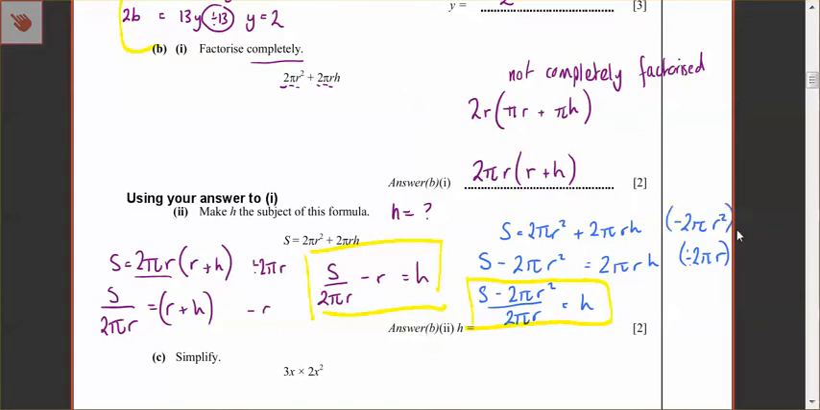I don't know how I got C right. And I only got half a mark.